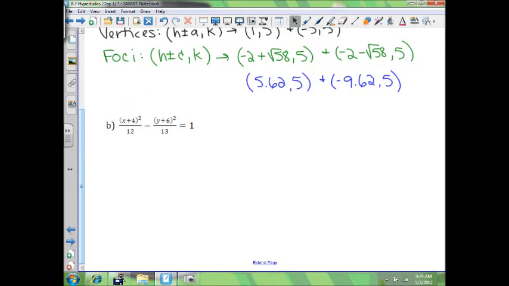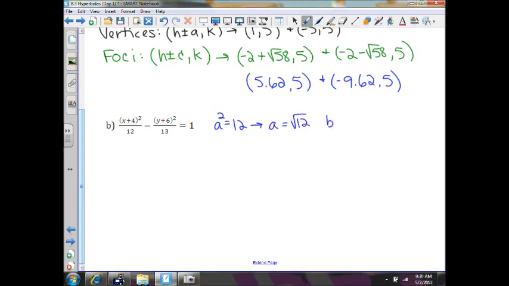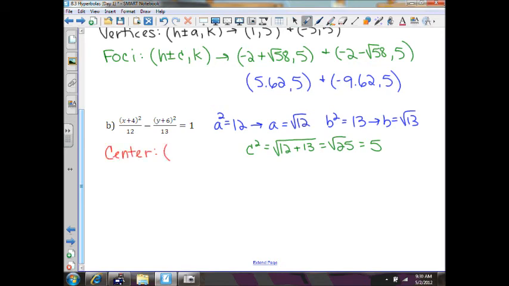Moving on to part B, our a squared is 12. That means a will equal the square root of 12. b squared is 13. That means b will equal the square root of 13. c squared will equal a squared plus b squared, so 12 plus 13, which is 25, so c is the square root of 25, which is 5. Now you should be able to pick out your center by now. Opposite of x, opposite of y.